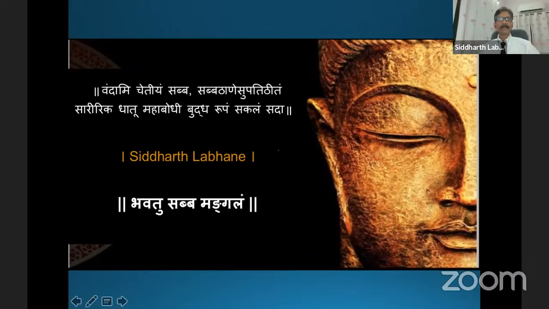Then I am venerating the Bodhi tree also, Mahabodhi. These are all the Buddha Rupang, Sakalang Sada, forever. Entire these things I am venerating, Vandami. So this is how the total Buddhist art and architecture we have studied reflects the veneration in this verse.